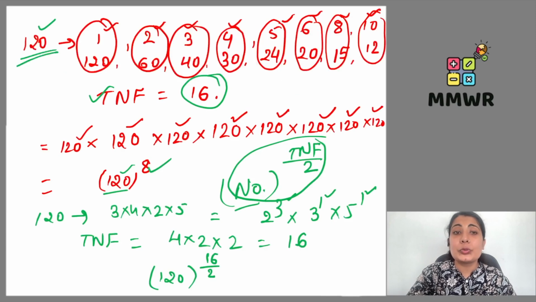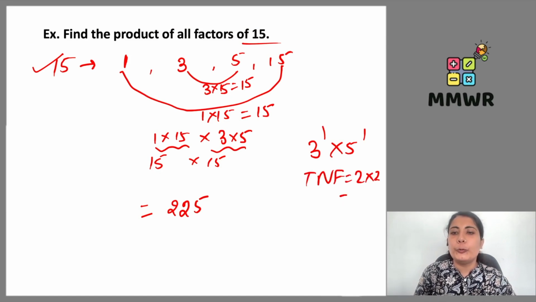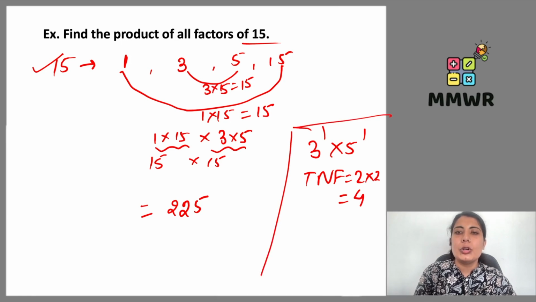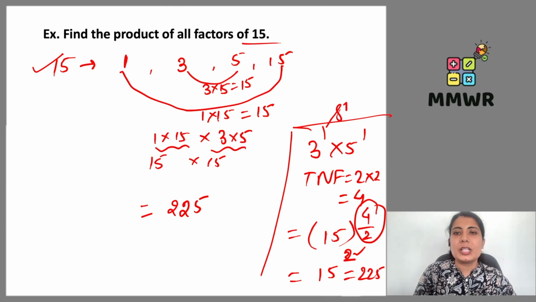But before that, let's do the same problem for 15 also. 15 can be written as 3 5s are 15. So total number of factors, how many are there? 2 multiply 2, 4. Right? So the product of all factors will be 15 to the power 4 upon 2. That means 15 squared, which is 225. By the short method. This is the shortcut method. And this is the basic method.